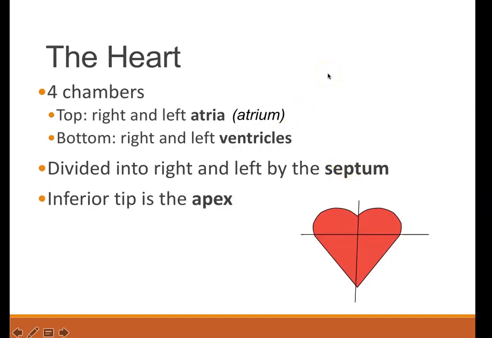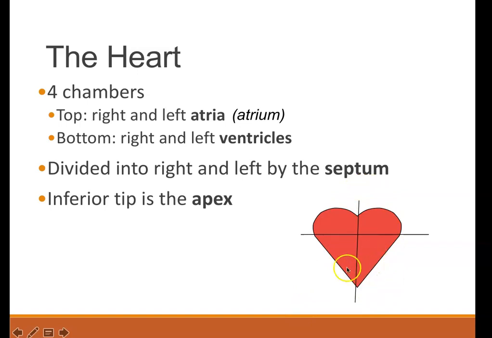So the heart, let's start there. The heart is the main organ of the cardiovascular system, and it is divided into 4 chambers. This is just a cartoon heart, but there's 2 top chambers and 2 bottom chambers. The top chambers are called atria. A single one would be an atrium, so atria is plural. So there's the right and left atria, and the right and left ventricles on the bottom.